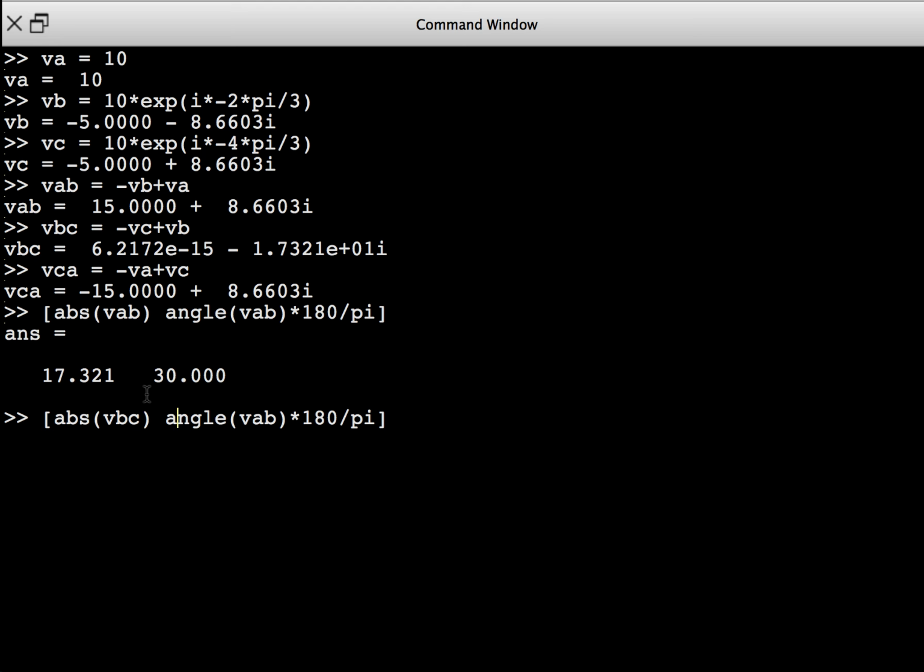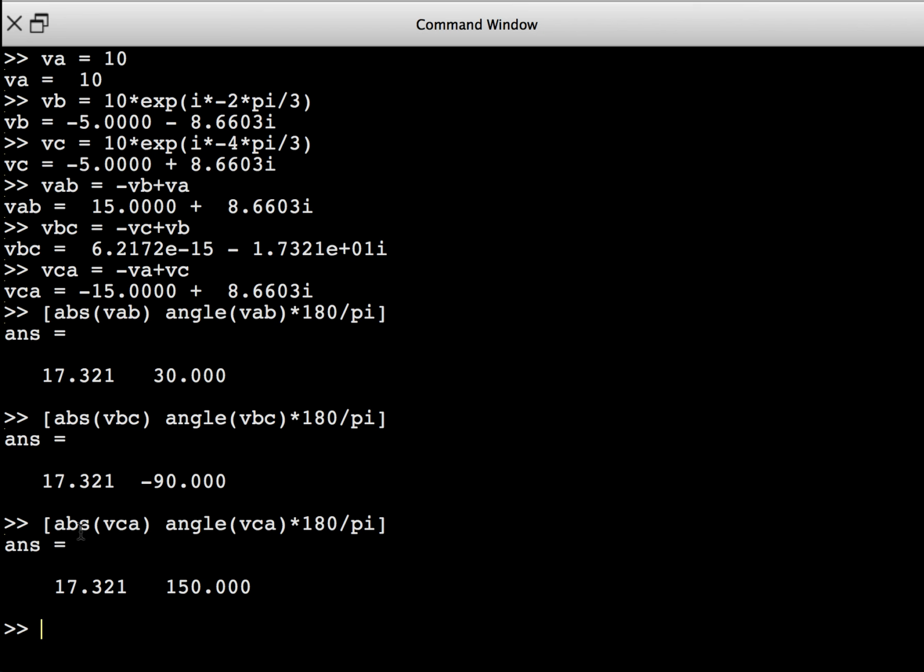VBC. So this again confirms. So 30 degrees, minus 90 degrees, the angle you are seeing, the magnitude is increased. 10 was the original magnitude. So 10 into root 3 is 17.32. That also confirms our understanding. So VCA is again nothing but, what is the angle of CA? So let's see that. So 150 degrees. So the magnitude is same.